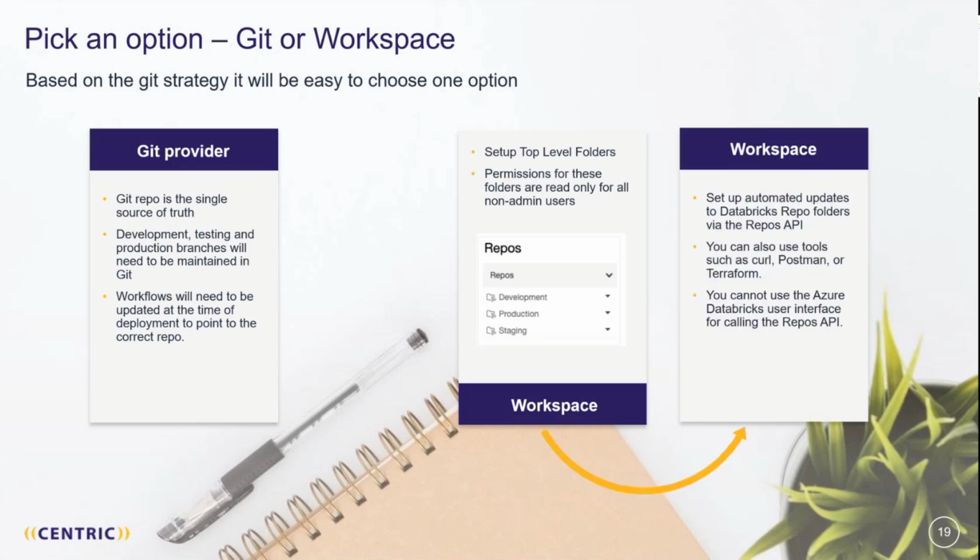And in order to update these folders, you can use Databricks repos. And I'll talk about Databricks asset bundles next, where you can also use asset bundles to update these folders. In this demo, I'm using the Databricks repos. So you can run the repo API with the curl command, with Postman, or even with Terraform. So as we know, there are different ways to deploy to Databricks, and Terraform is one of them. But you cannot use Azure Databricks user interface for calling the repos API. As of when I created this presentation, this might have changed.